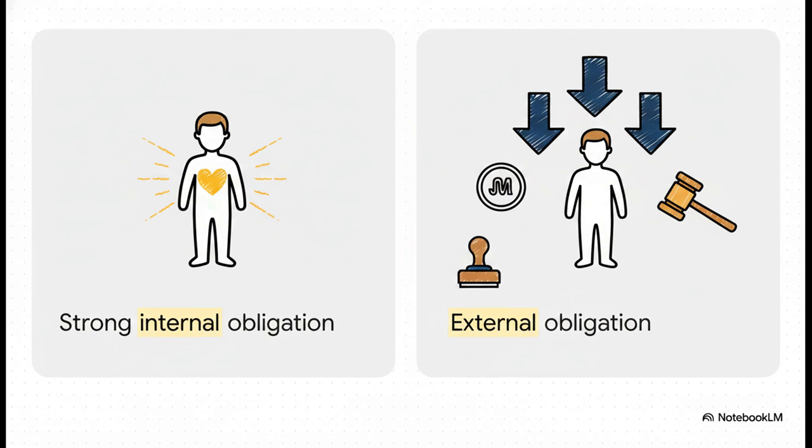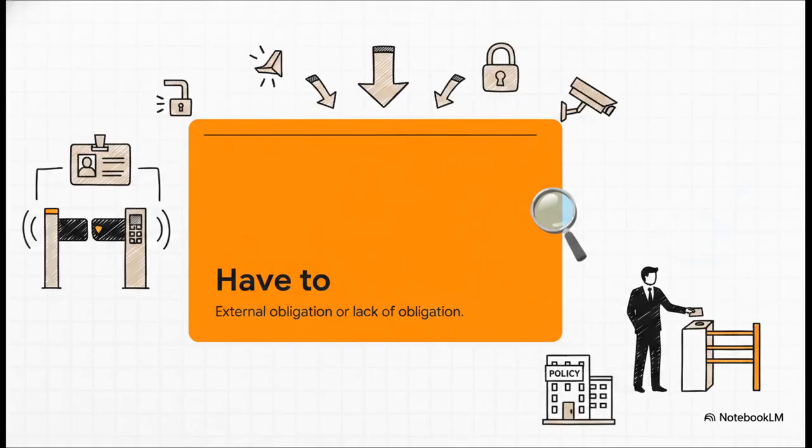It's an internal dedication. Let's ground this with a concrete example for have to. Because it represents an external rule, you'd use it for something non-negotiable dictated by policy. For instance, because of our strict security protocols, all employees have to swipe their ID badges at the main gate. It's not my personal rule, it's the building's compliance law. You simply have to do it.